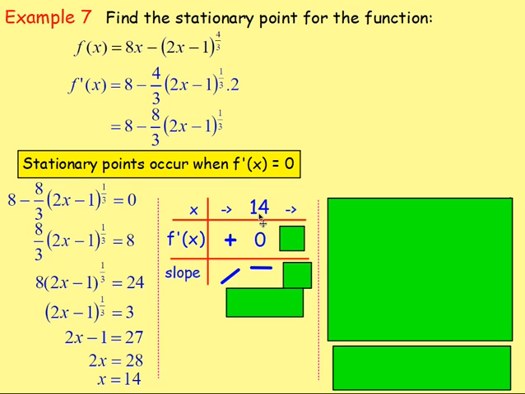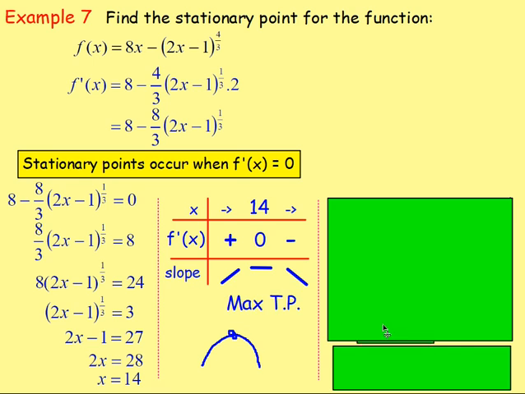And if you take the number just after 14, say 15, if you sub that in, 2 times 15, take away 1 to the power of a third, multiply by 8, divide by 3, 8 take away all of that, will give you a negative number. And when it's a negative number, it means the gradient is negative, so the graph will be sloping down. So here you can see the graph is sloping up, then suddenly it's flat, and then it's sloping down again. So your graph will be looking something like that, meaning then that that point will be a maximum turning point.